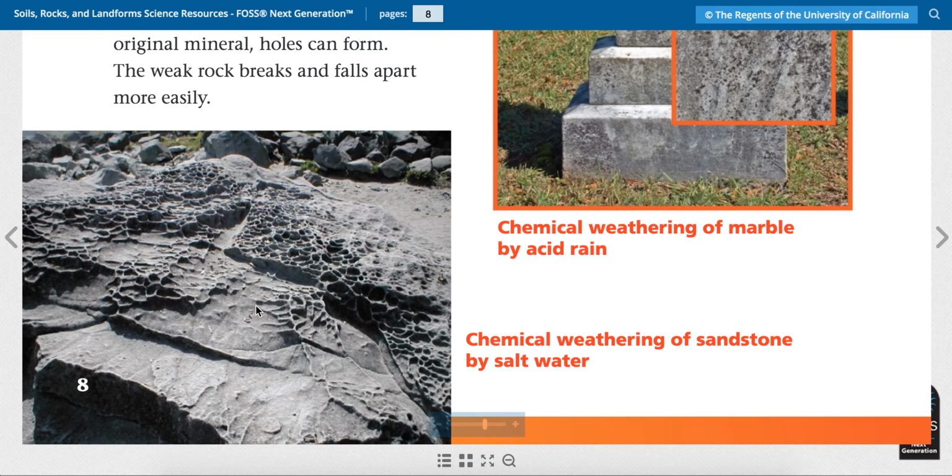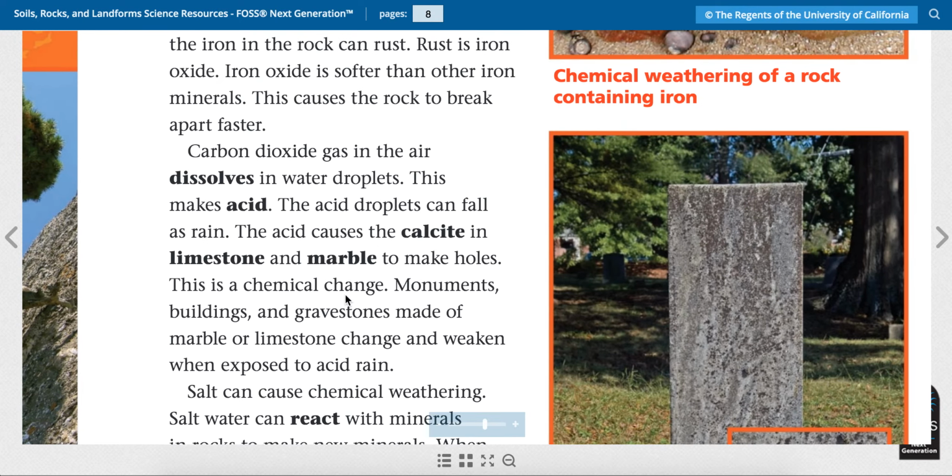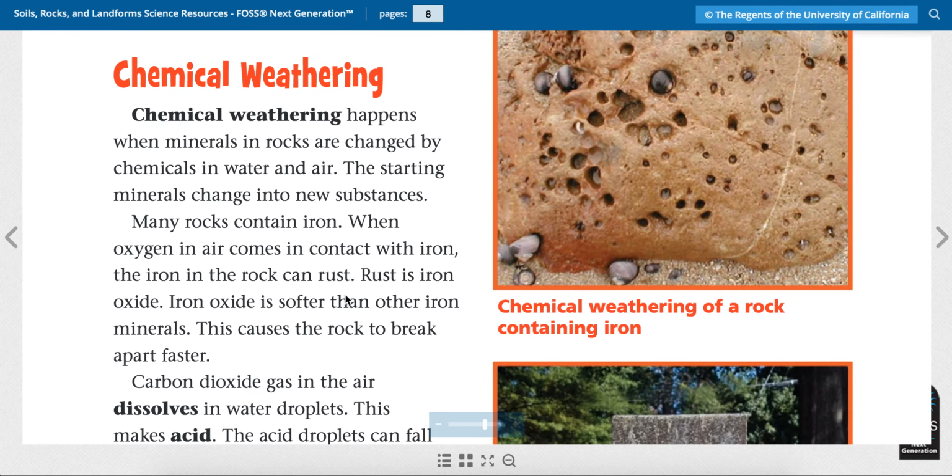And on the bottom left, it says chemical weathering of sandstone by salt water. We know that oceans have salt water, right? We don't want to drink the salt water. And salt water makes the sandstone, this type of rock, change so it looks very bumpy and has lots of holes. So let's read about chemical weathering.